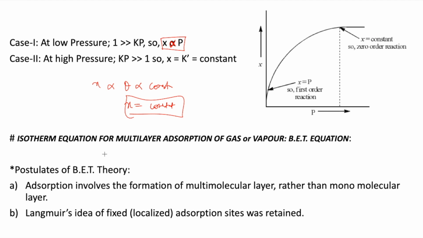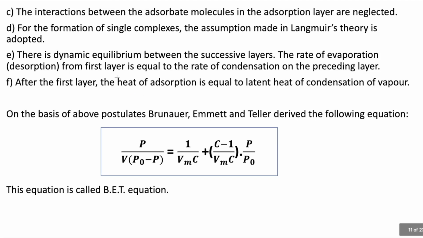The next equation, and the most advanced equation which we use, is the isotherm equation for multilayer adsorption of gas, also called the B.E.T equation. Now there were certain postulates for the B.E.T theory also. The first postulate says that the adsorption involves the formation of a multimolecular layer rather than a monomolecular layer. Second says that Langmuir's idea of fixed or localized adsorption sites was retained here also, that there is a fixed site of adsorption and the molecule is not going to change its site during the adsorption. The third assumption was that the interaction between the adsorbate molecules in the adsorption layer is neglected.